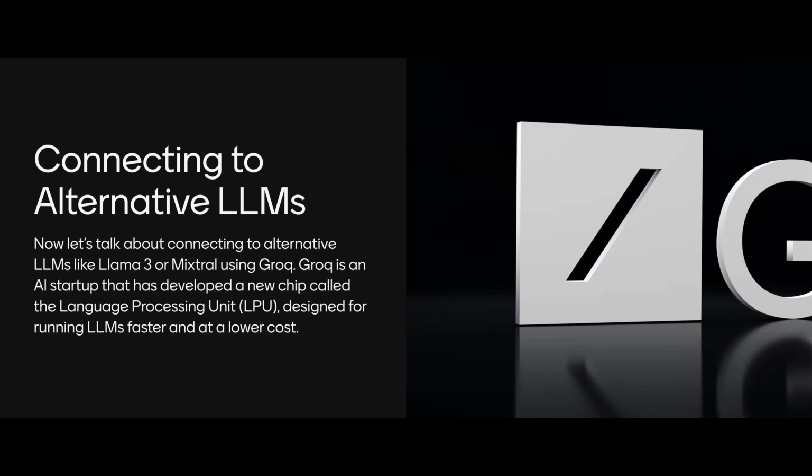Now, connecting to alternative LLMs like Llama 3 or Mixtral using Groq. Well, first thing is, what is Groq? Groq is an AI startup that has developed a new chip called the Language Processing Unit, or LPU. This chip is specifically designed to run LLMs faster and at lower cost compared to traditional GPUs and TPUs. Groq also offers a platform called Groq, where you can try open source models like Llama 3 for free with certain usage limits.